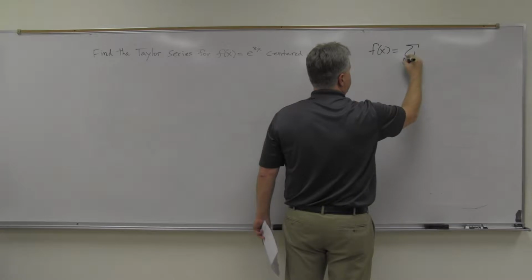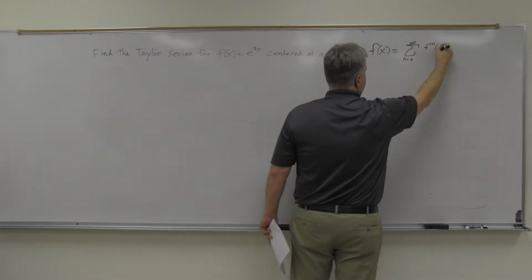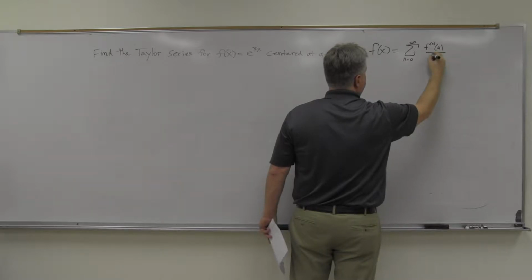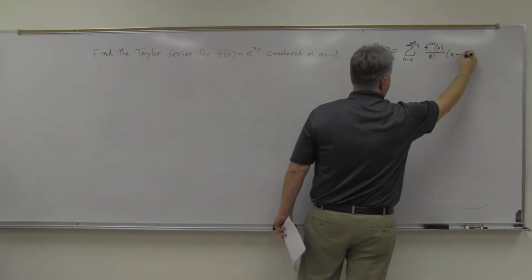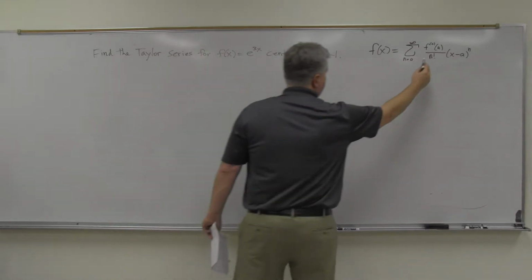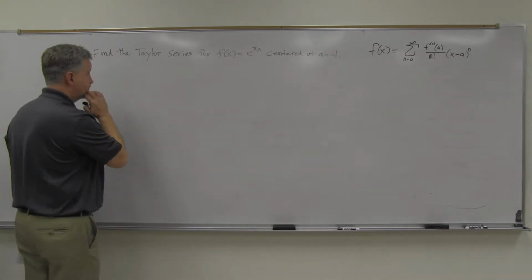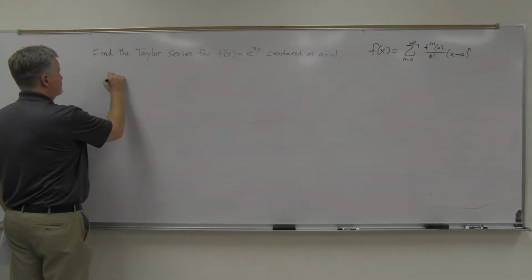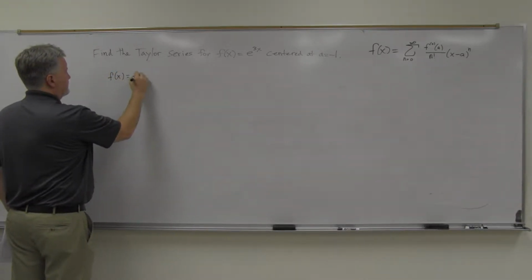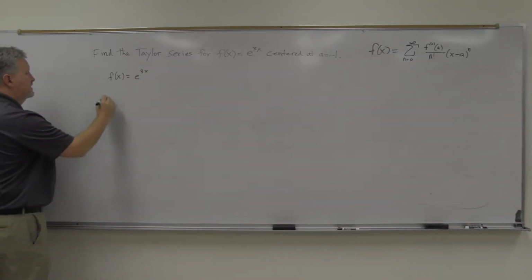formula: the sum from n equals 0 to infinity of the nth derivative at a over n factorial times x minus a to the nth. So we want, if we can, a formula for that nth derivative at a, which in this case is -1. So let's work on some derivatives. Start here just by getting some derivatives. f of x equals e to the 3x.